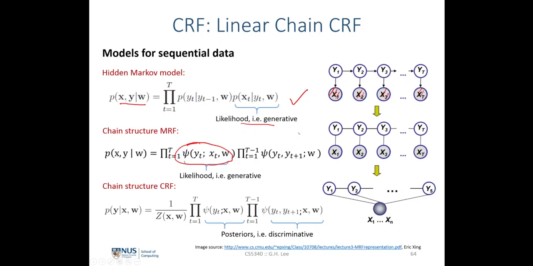But in the case of the chain CRF, where it becomes a conditional random field, we actually model the interactions between all the observed random variables here. Now, what's interesting is that we directly model the posteriors of all the latent random variables together with the observed random variables. Hence, this becomes a discriminative model.